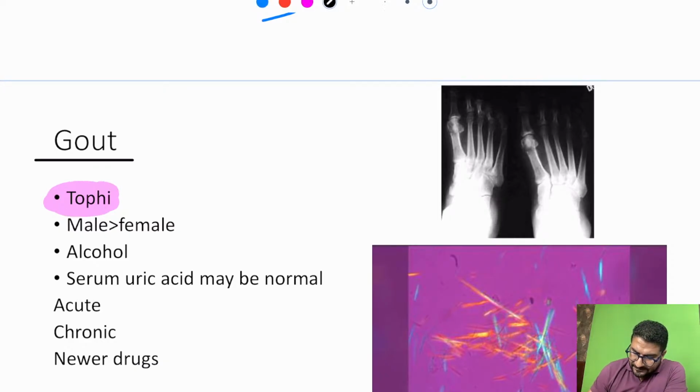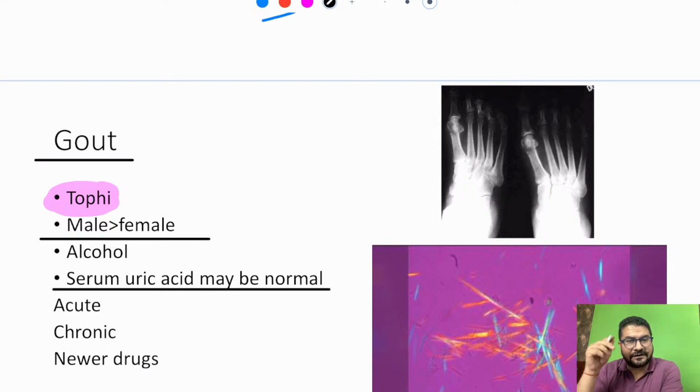Males are affected more, and generally the attacks are triggered by alcohol. And remember, serum uric acid may be normal because the uric acid is concentrating and going into your joint. So we have acute gout, we have chronic gout.